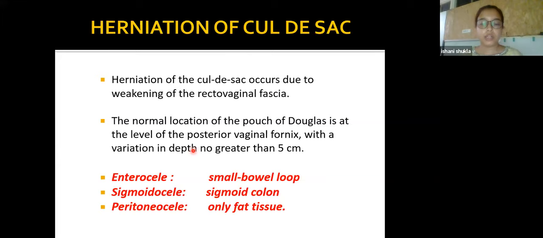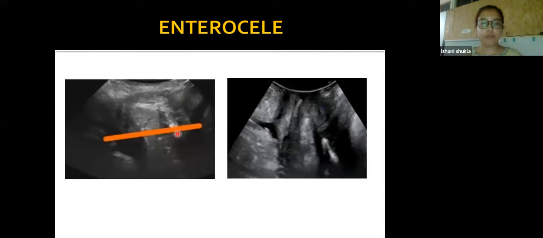Here, when the patient was asked to do Valsalva maneuver, we see a loop of small bowel, which is lying significantly below this plane of reference. So this is an enterocele. In another case, we also see an enterocele here, which is a loop of small bowel below this plane of reference.